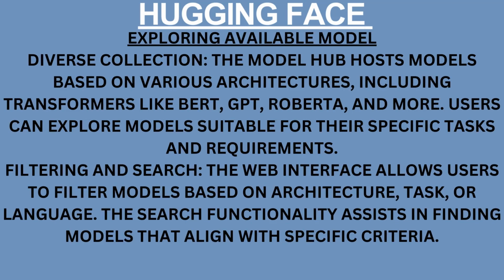Exploring available models. Diverse collection. The Model Hub hosts models based on various architectures including transformers like BERT, GPT, RoBERTa, and more. Users can explore models suitable for their specific tasks and requirements. Filtering and search. The web interface allows users to filter models based on architecture, task, or language. The search functionality assists in finding models that align with specific criteria.